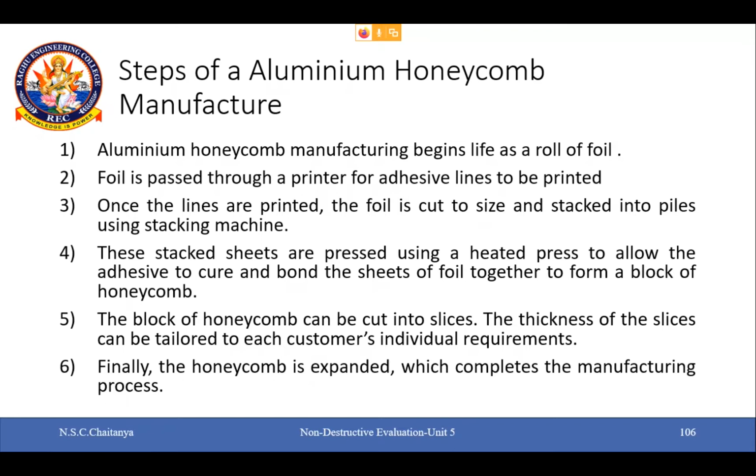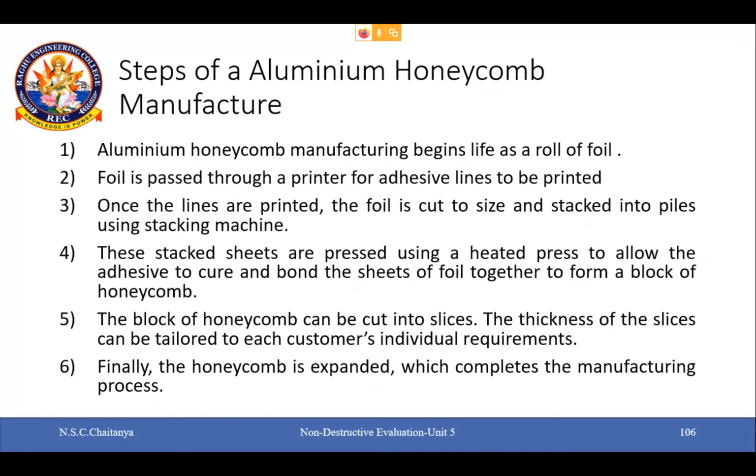Fourth point, these stacked sheets are pressed using a heated press to allow the adhesive to cure and bond the sheets of foil together to form a block of honeycomb. Fifth step, the block of honeycomb can be cut into slices. The thickness of these slices can be tailored to each customer's individual requirements. And finally, the honeycomb is expanded, which completes the manufacturing process.